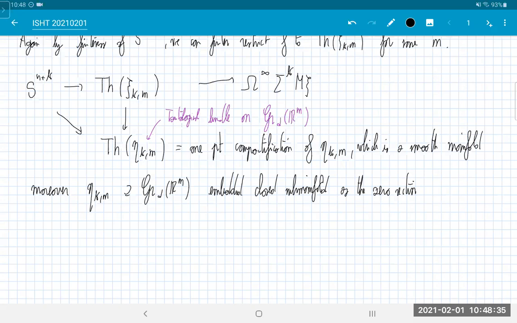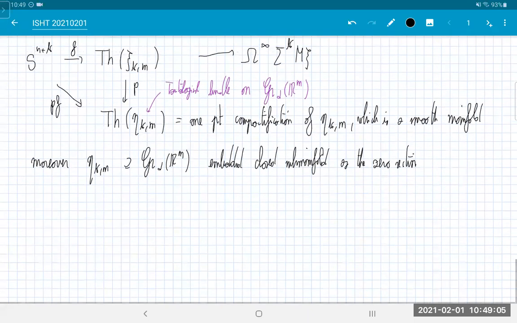So now we want just to deploy our theorems. I can call this P, this F, this is PF, to make sure that PF is transverse to the zero section. This is a bit subtle because the Thom space is not a smooth manifold. It is the one-point compactification of a smooth manifold, but it turns out not to be a big deal. So let me explain how to do that.